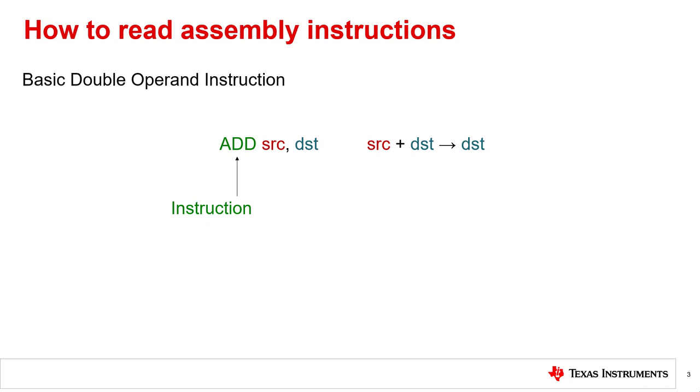With basic double operand instructions, there is a source operand and a destination operand. The source operand tells the CPU where to get the data from, and the destination operand tells the CPU where to store the data. With the add instruction, the CPU will receive data from the source and then add the data to the data stored in the destination. Throughout this presentation, green will represent the instruction, red the source, and blue the destination.